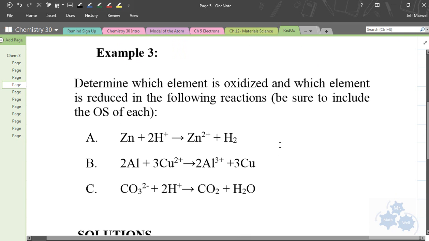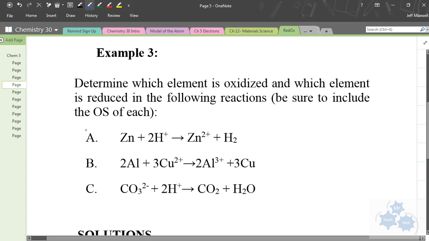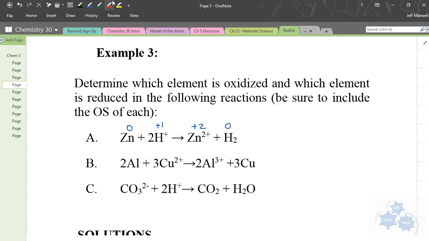Okay, so in this example, we're going to determine, and don't look at the solutions just yet on your sheet if you have those in front of you. In example 3, determine which element is oxidized and which element is reduced. So we have to, first of all, assign oxidation states to everything, and then figure out which one is gaining electrons, which one is losing. So this can go rather quickly. Zn is 0, H is +1, zinc is +2, and H2, this molecule, is 0. All right? So you do that real quickly.